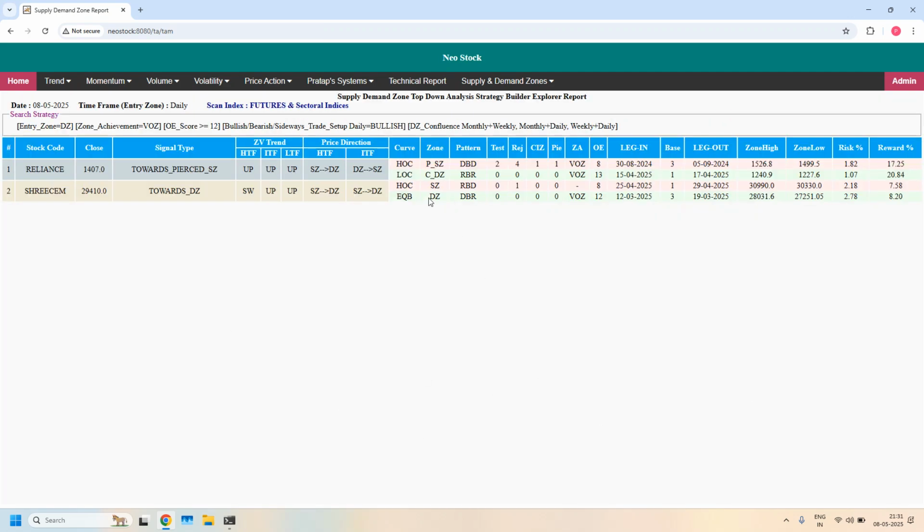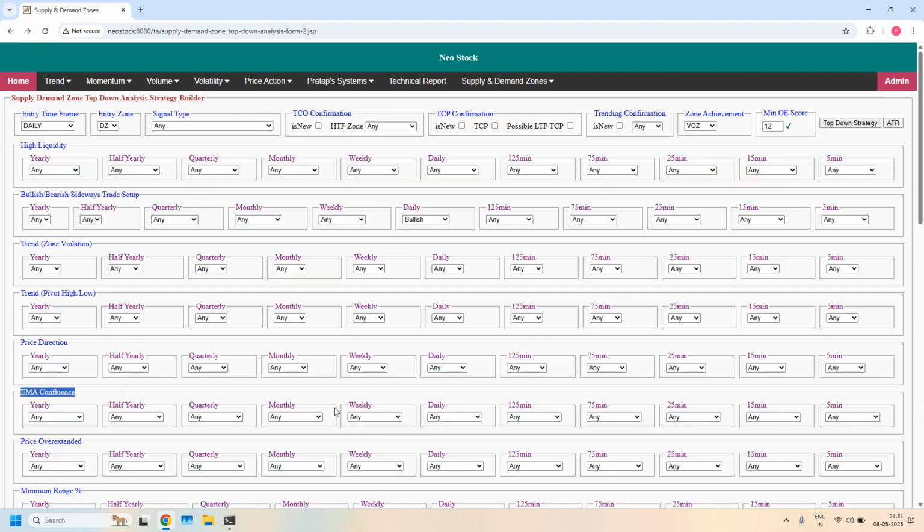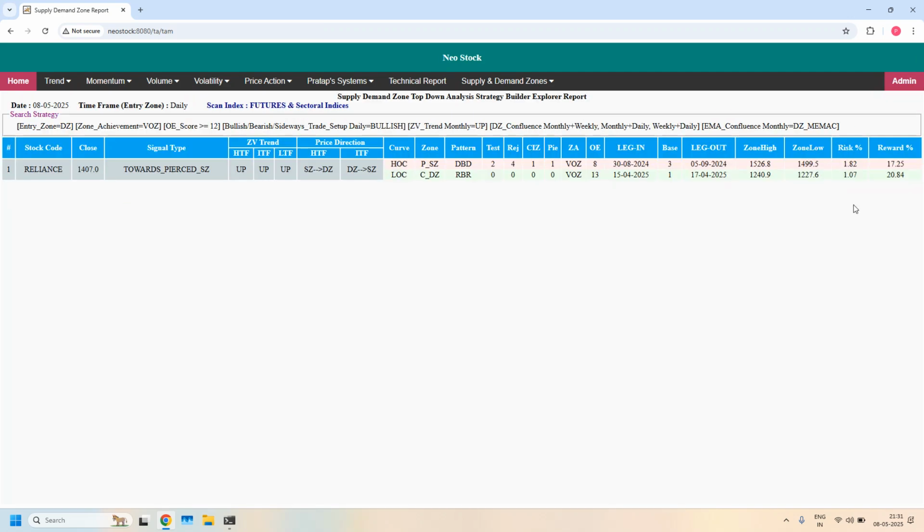In these two stocks, these daily demand zones overlapped with weekly demand zone. Both together again overlapped with monthly demand zone. But monthly trend is up in only one stock. Let's verify if this stock monthly demand zone having monthly EMA confluence. At the same time, trend on the monthly should be uptrend, not sideways, because it is bullish trade setup. So that one stock, Reliance, is filtered.